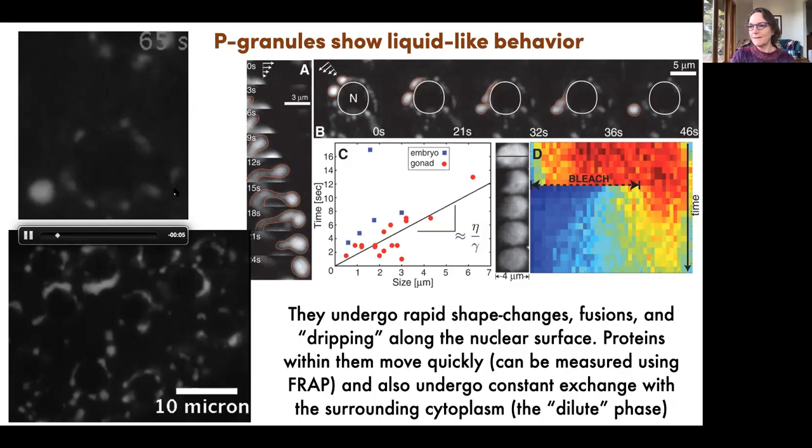I want to ask, are the P granules in the cytoplasm or the nucleus? The P granules are on the cytoplasmic side of the nucleus. So they're in the cytoplasm, but they associate with the nucleus.